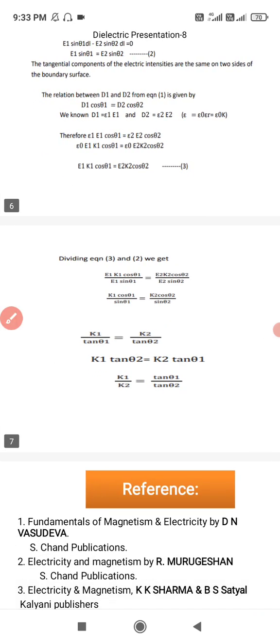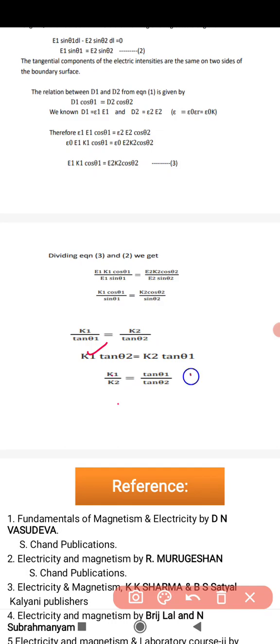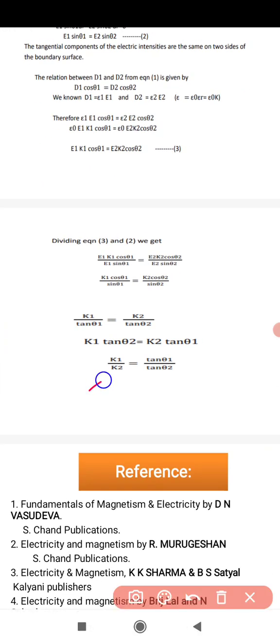So K1 by K2, the ratio of the dielectric constants of the first and second medium, is the relationship between tan theta 1 and tan theta 2. This is the relationship between the electric displacement vector D and E at the boundary: K1 by K2 equals tan theta 1 by tan theta 2.